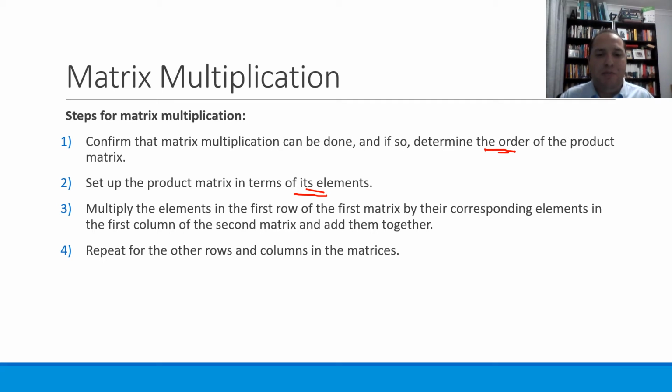We need to multiply the elements in the first row of the first matrix by the corresponding elements in the first column of the second matrix, then add them together. It sounds a bit wordy. I get that. That's why we'll do an example to actually explain what it means. And then after that, we need to repeat those steps for the other rows and columns in the matrix. Once again, an example will be the best way to go through.